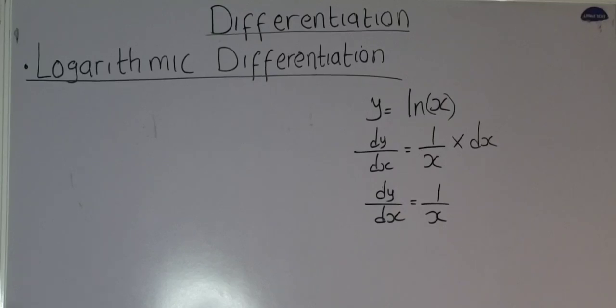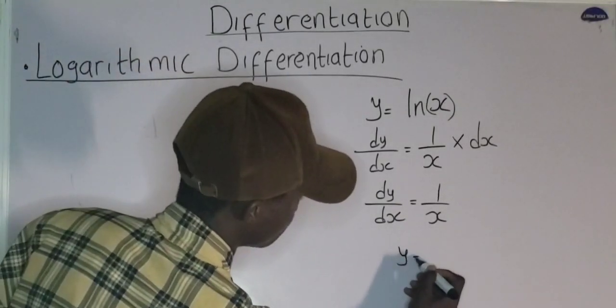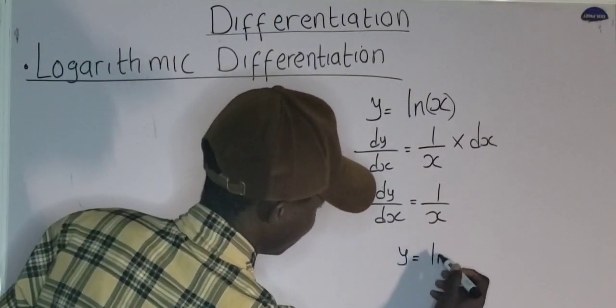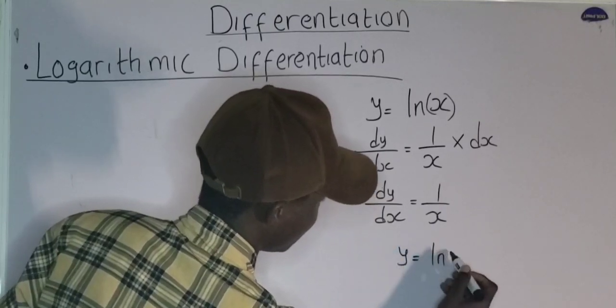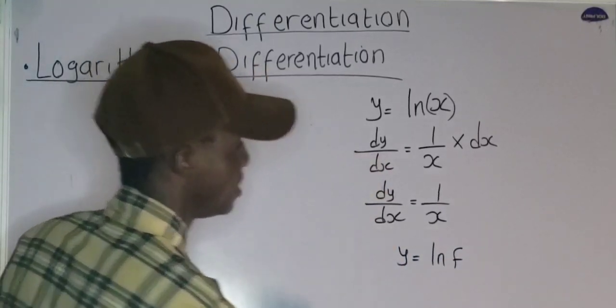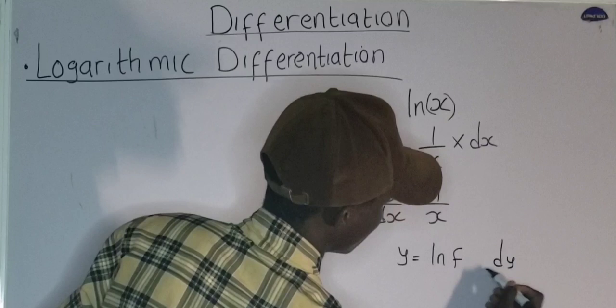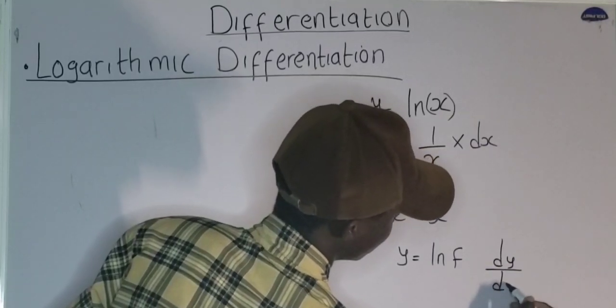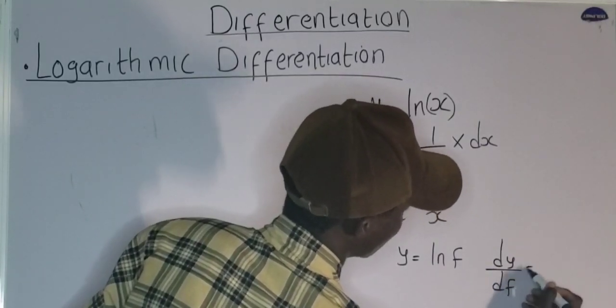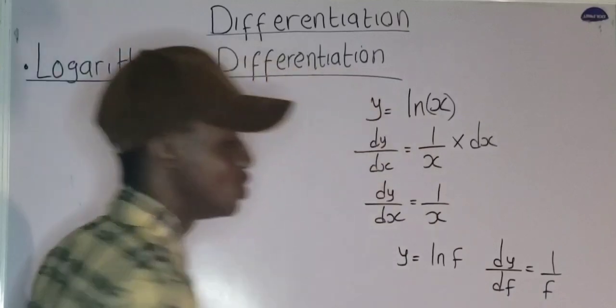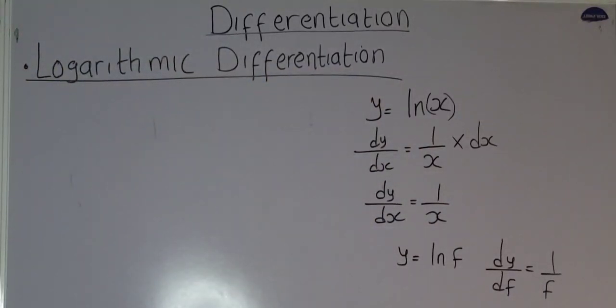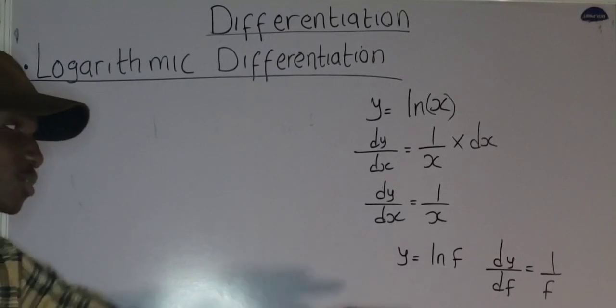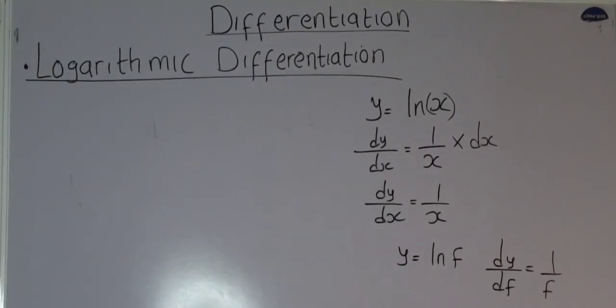Now, if we have y is equals to ln f, the derivative of y, dy over df, is equals to 1 over f. Do you understand? So we take the inverse of the function inside the bracket and multiply it by the derivative of the function inside the bracket.